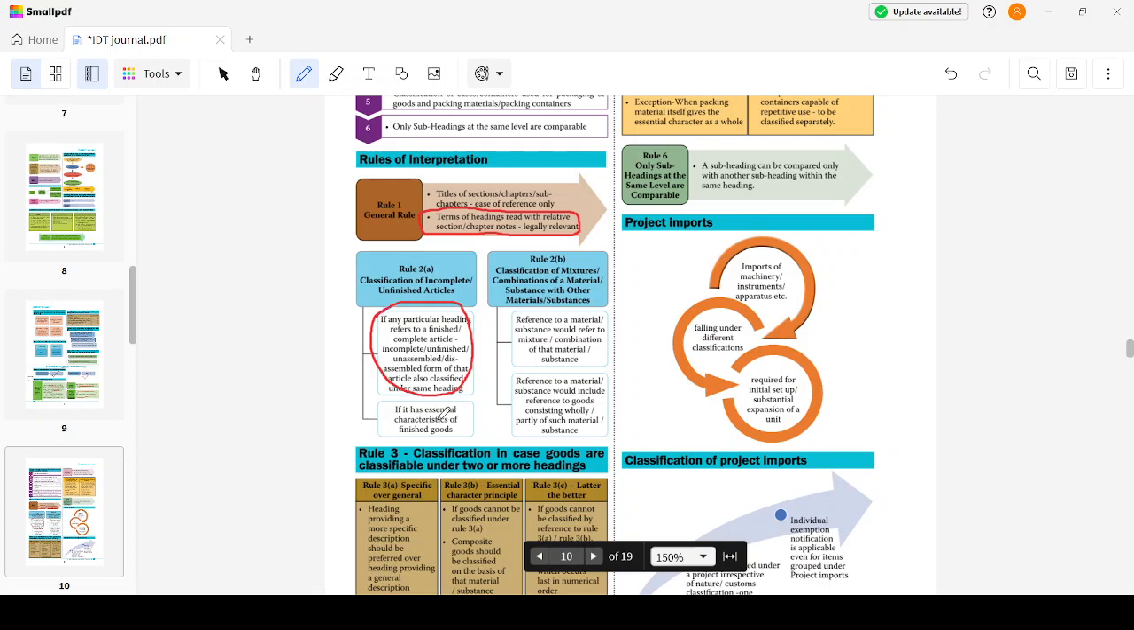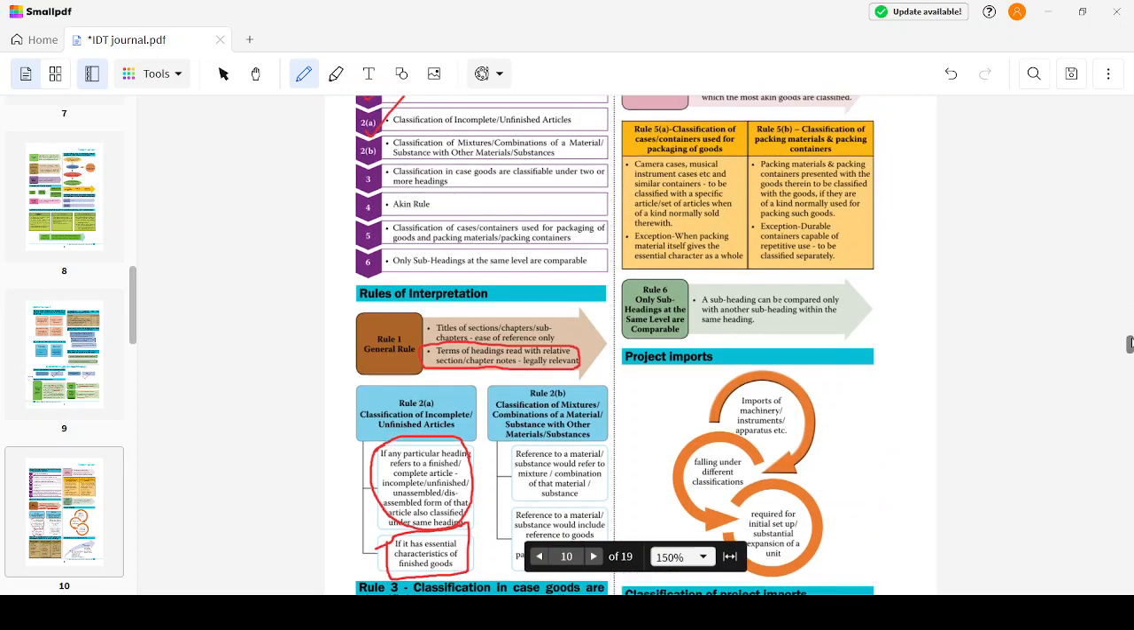If it has the essential characteristics of the finished goods, if almost everything is there and I only have to put in some nut and bolt, then it is almost having the essential characteristics of the finished goods. Then rule 2A is also done. It's completed in 10 more minutes.